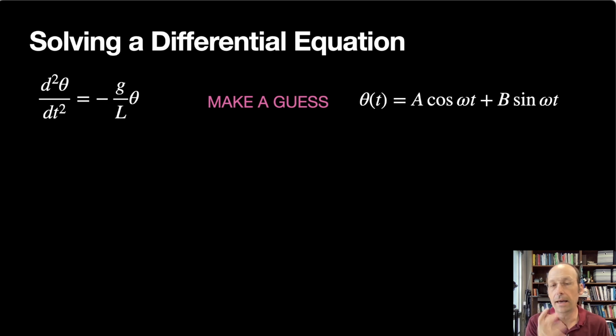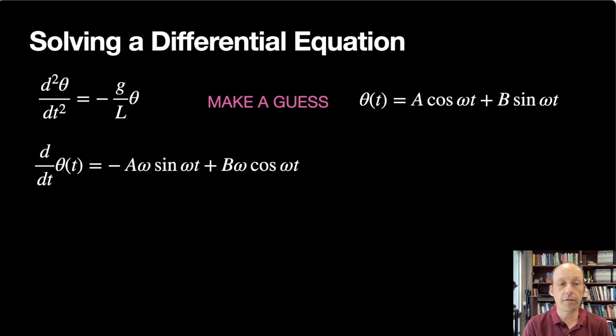So a, b and omega are constants. So let's take the first derivative. The first derivative of theta with respect to t, well, I have the derivative of cosine is negative sine. But then I have to take the derivative of the inside, omega t, so I get an omega. So I get negative a omega sine omega t. When I do the derivative of sine omega t, I get omega times cosine omega t. So that's where I am.